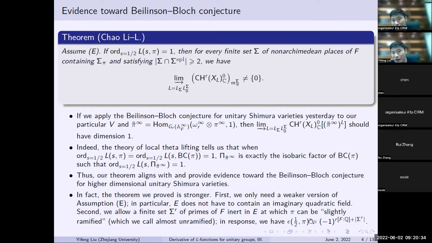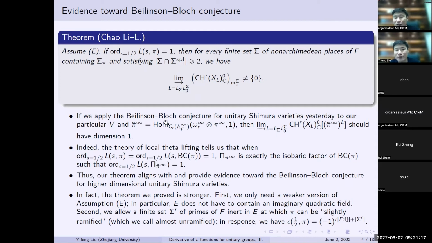In response, the global root number will be -1 to the power of R times the degree of F plus the cardinality of sigma prime. So in particular, to have a -1 global root number, you don't require R times the degree of F to be odd. You can still have this to be even and this to be odd. This is a vast relief of the restriction on R and also on the field. But I'm not going to define what almost unramified means. It's a little bit too technical in representation theory, so I will just stay in an easier setup.